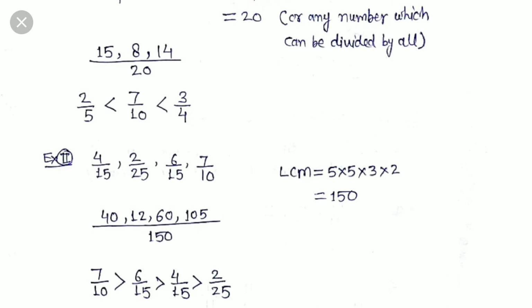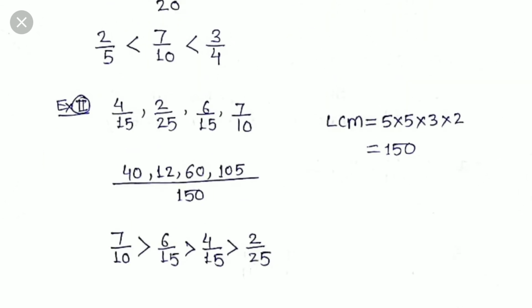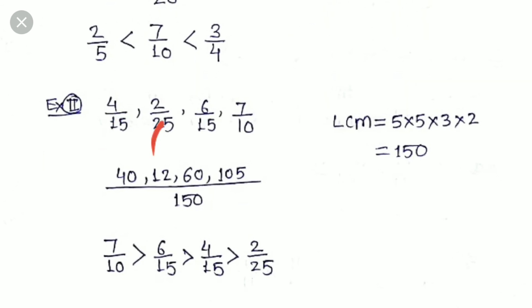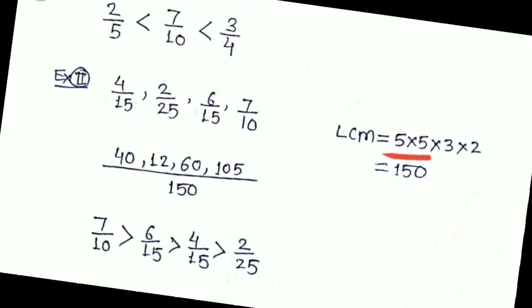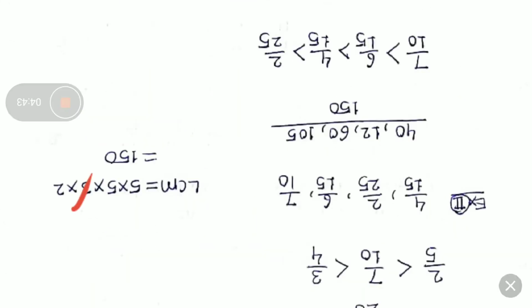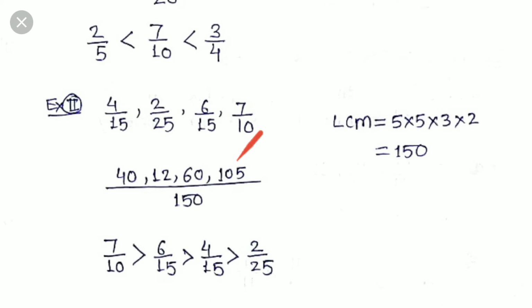Now see the second example. There are the fractions 4 by 15, 2 by 25, 6 by 15, 7 by 10. The LCM you can write directly also. Take the numbers the maximum number of times. As you are seeing here, 3, 5 and 2 are here. 5 maximum 2 times, so write it 2 times. 3 maximum 1 time, so write 3 here. 2 only 1 time, so write 2 here.